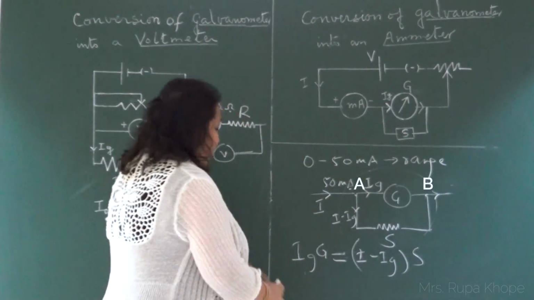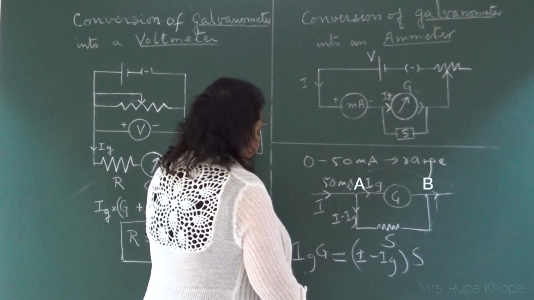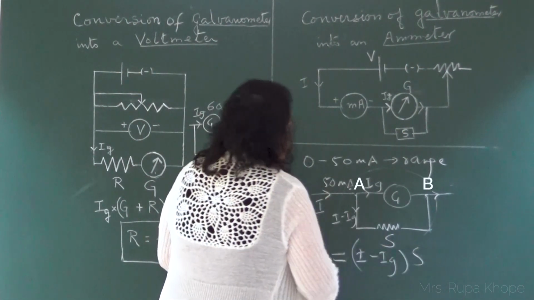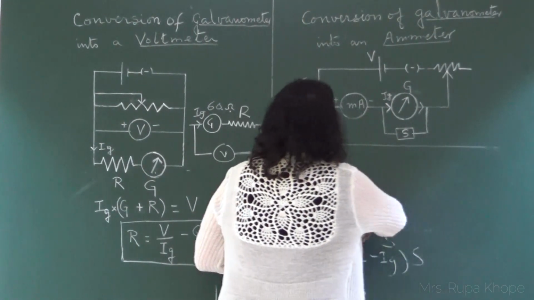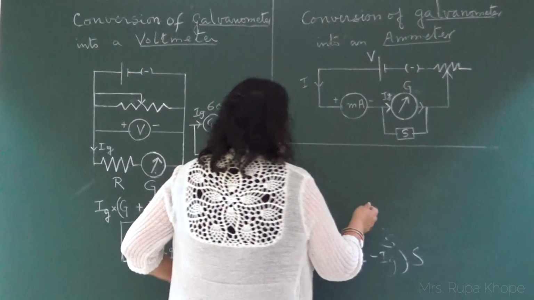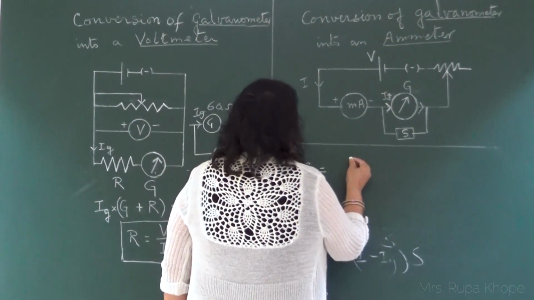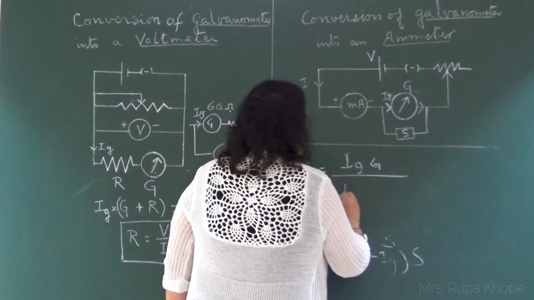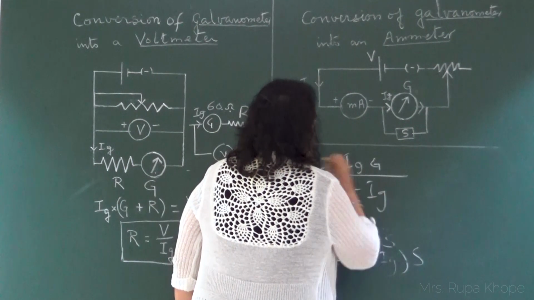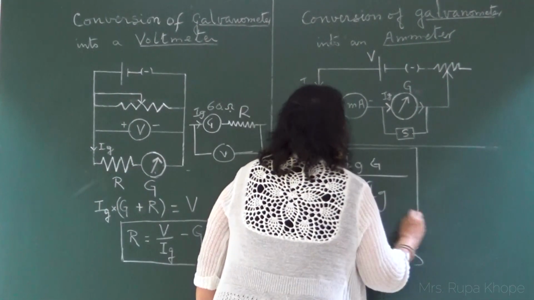So we get this, and therefore what we have to do is find the value of the shunt resistance. So I'll just rub this out and write here S is equal to Ig into G upon I minus Ig. This is what I get. So this is the value of the shunt.